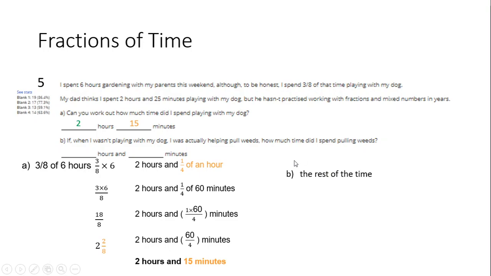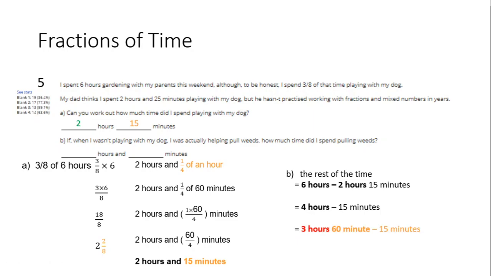Okay, so I'm going to do the rest of the time is 6 hours minus the 2 hours and 15 minutes. I can work out the hours, but be careful that's not my final answer. 6 hours take away 2 hours is 4 hours, but I still need to take away, not add on, take away the 15 minutes. 4 hours take away 15 minutes, that might be difficult to do. So I'm going to say it's going to be less than 4 hours, it's going to be 3 hours, and let me work out the minutes.